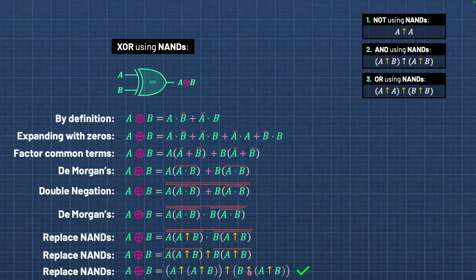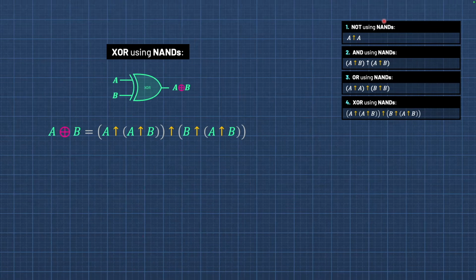Let me just copy this solution right here on the right-hand side. So these are our results, right? The NOT using NAND is this, the AND using NAND is this one right here, OR using NANDs is this, and then now the XOR using NANDs is this big chunk of NAND inputs right here, which is exactly what we see here on the left as well.